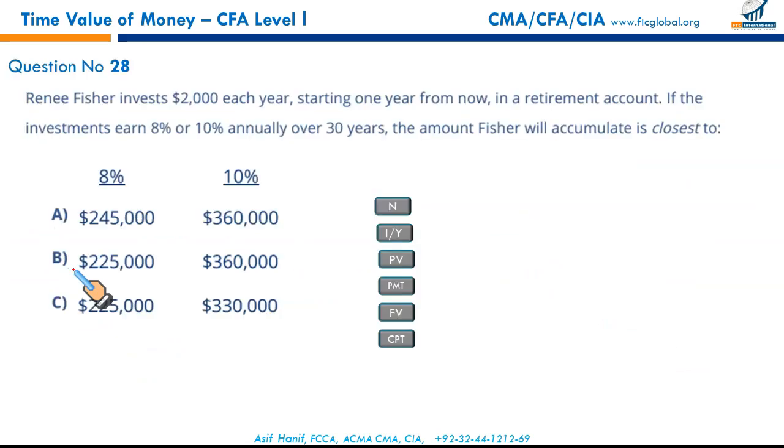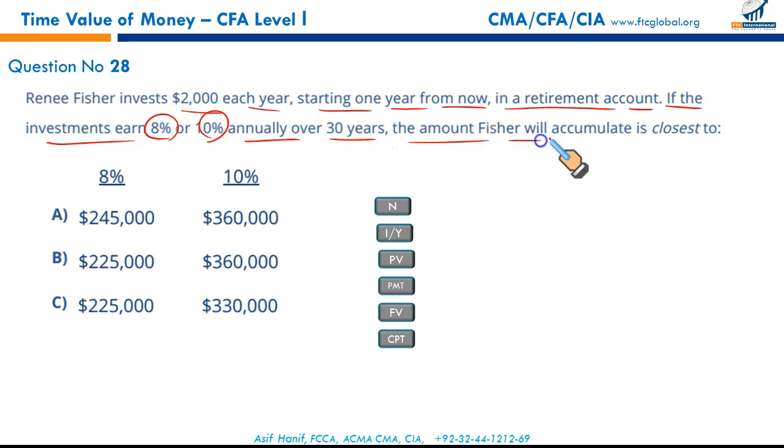All right. Renee Fisher invests $2,000 each year starting 1 year from now in a retirement account. If the investment earns 8% or 10% annually over 30 years, the amount Fisher will accumulate is closest to what under these two streams? In case of 8%, 30 payments, 8% interest, present value 0. The payment she will make is $2,000. What would be the future amount? That's what we need to calculate.